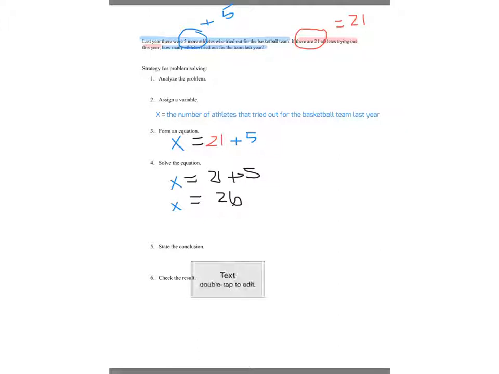So we're going to go ahead and say our conclusion then. So what can we say? Last year, 26 athletes tried out for the basketball team.